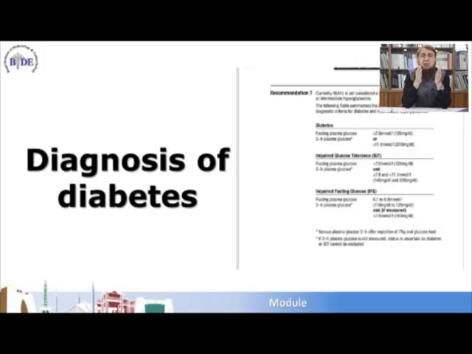So we will take 110 to 125 as impaired fasting glucose, and in the postprandial state, 141 to 199 is impaired glucose tolerance. This is the intermediate hyperglycemia, or you can say borderline diabetes or pre-diabetes.